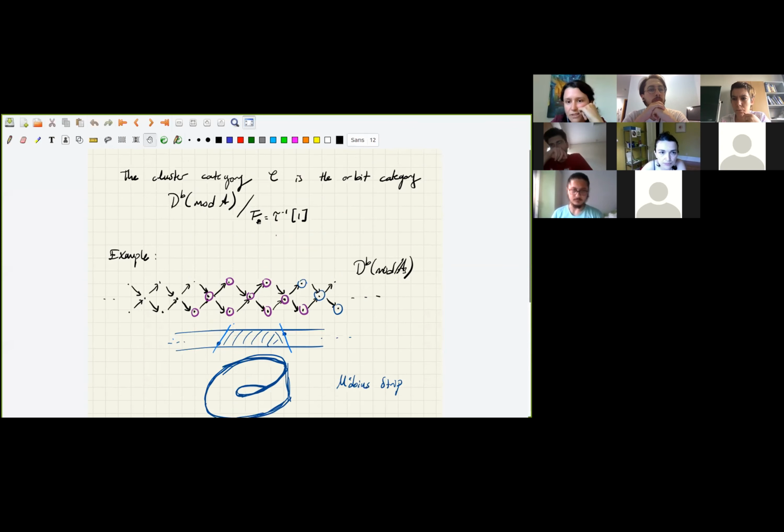So what this functor is in type A, especially in type A3, is very easy. This is just again shift by 1. This functor becomes shift by 2. Okay. And then what we are doing, so we have an object.